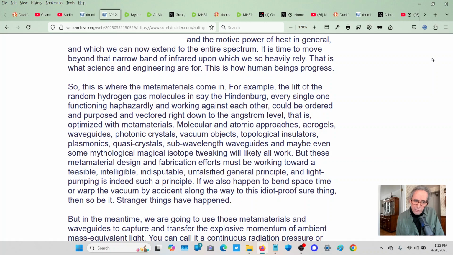But these metamaterial design and fabrication efforts must be working toward a feasible, intelligible, indisputable, unfalsified general principle. And light pumping is indeed such a principle. If we also happen to bend space-time or warp the vacuum by accident along the way to this idiot-proof sure thing, then so be it. Stranger things have happened.